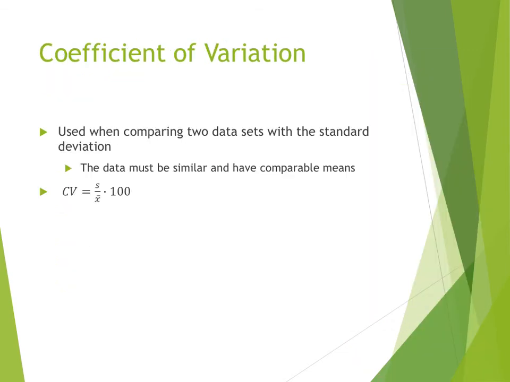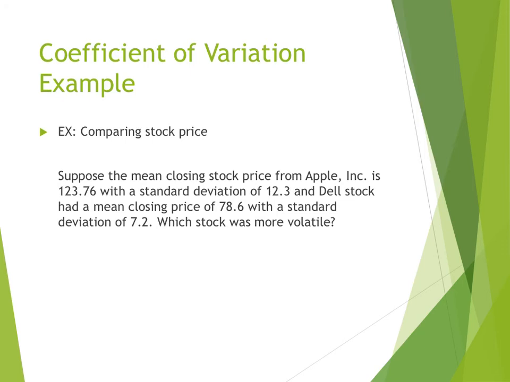The coefficient of variation is used when comparing two data sets with a standard deviation. The data must be similar and have comparable means. So to find the coefficient of variation, you can do the standard deviation divided by the mean times 100. So here's an example of comparing stock price. Just as a reminder, I'm going to write our formula up here. We have coefficient of variation is the standard deviation divided by the mean times 100.